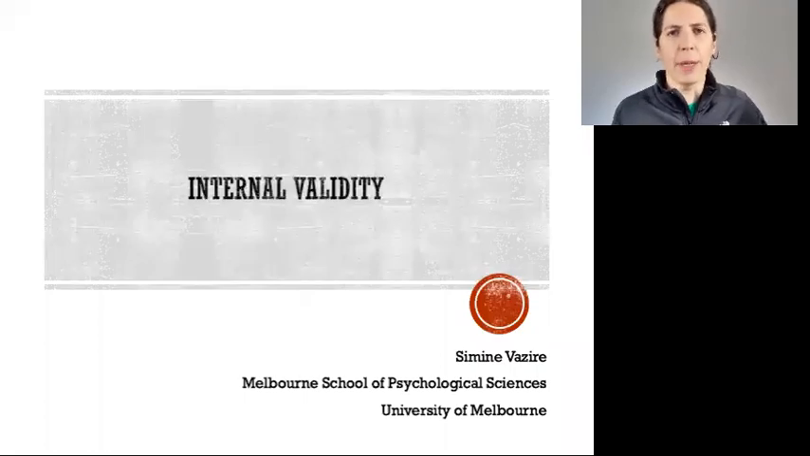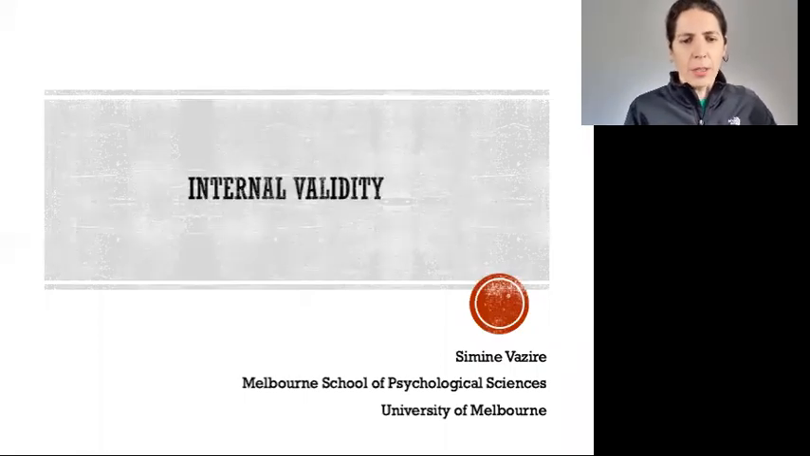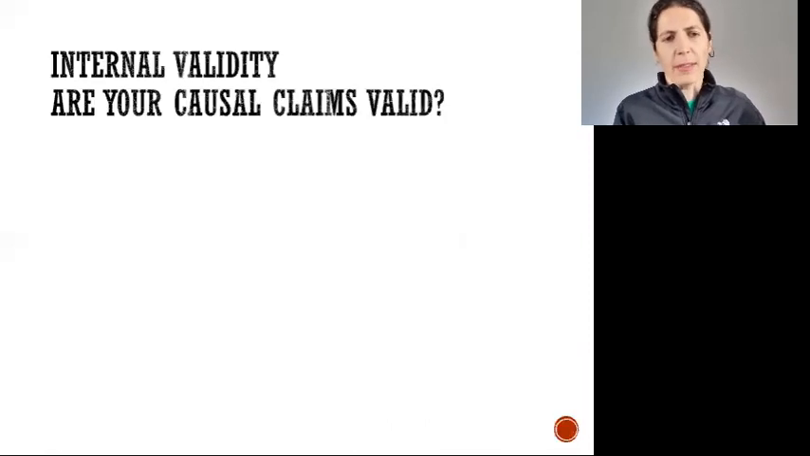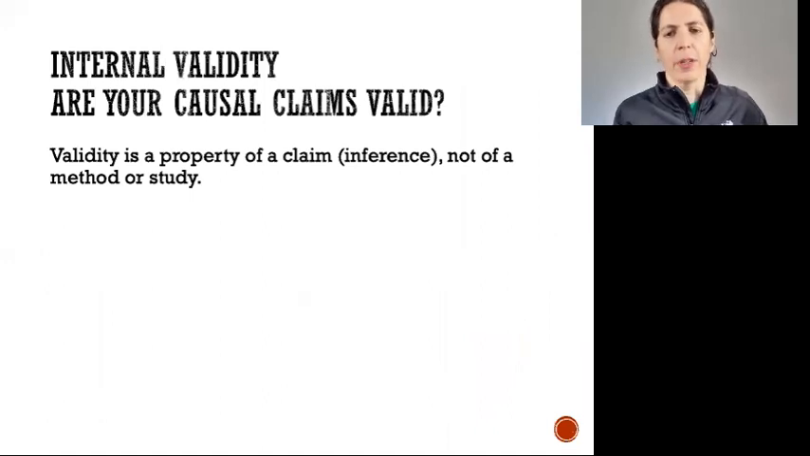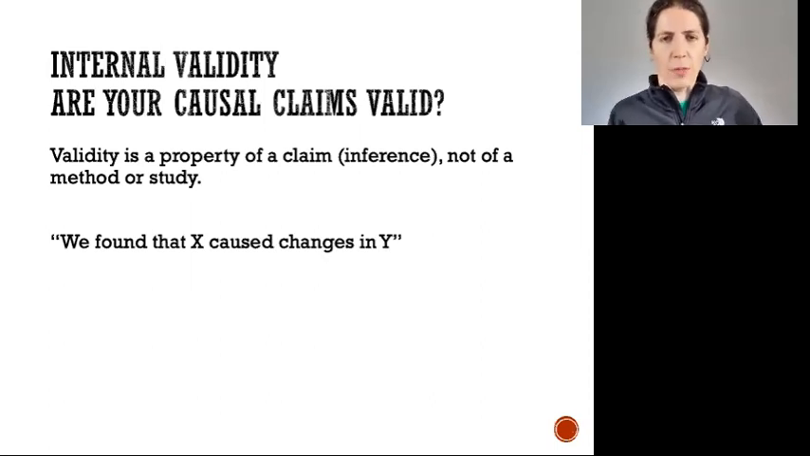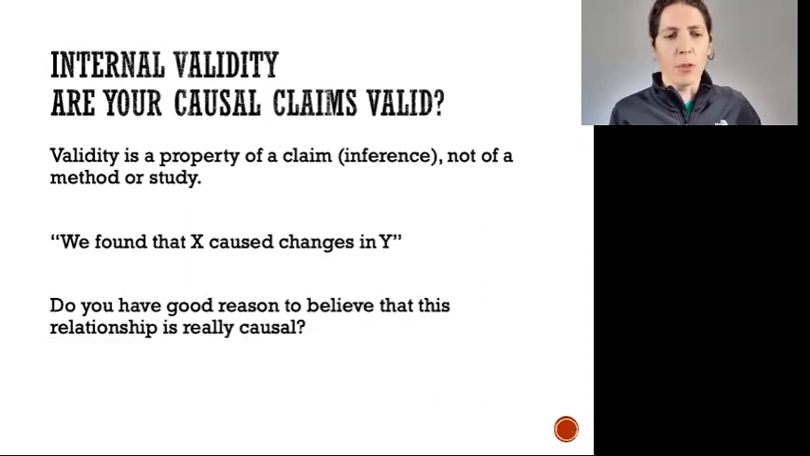Okay, now we're going to talk about internal validity. So internal validity is about causal claims. So it's asking, are your causal claims valid? So remember, validity is always about a claim or inference. So in this case, it's asking, is the claim, we found that X caused changes in Y, is that a valid claim? So do we have a good reason to believe that the relationship between X and Y is a causal relationship where X causes Y? So to assess internal validity, there's a few steps.